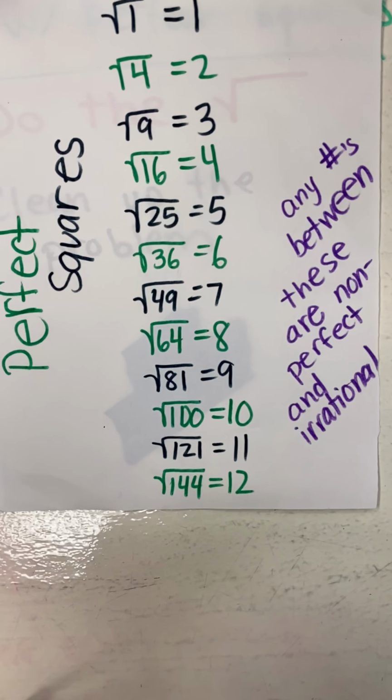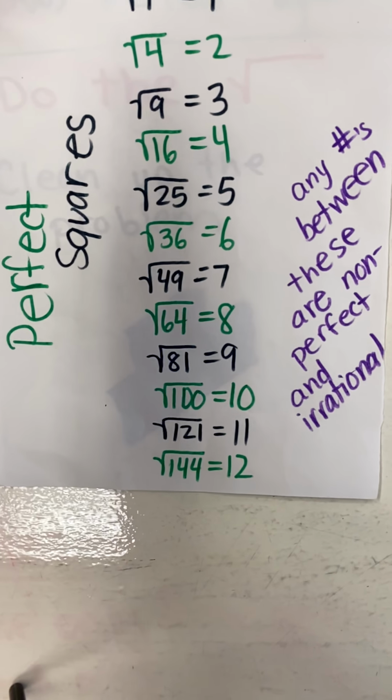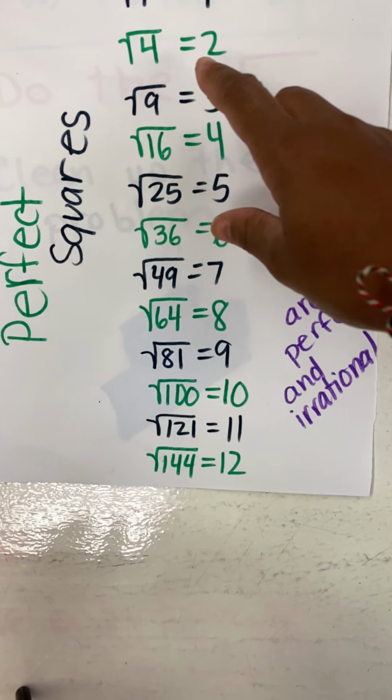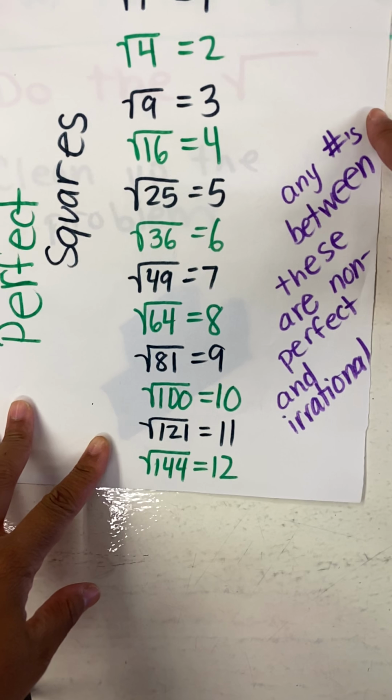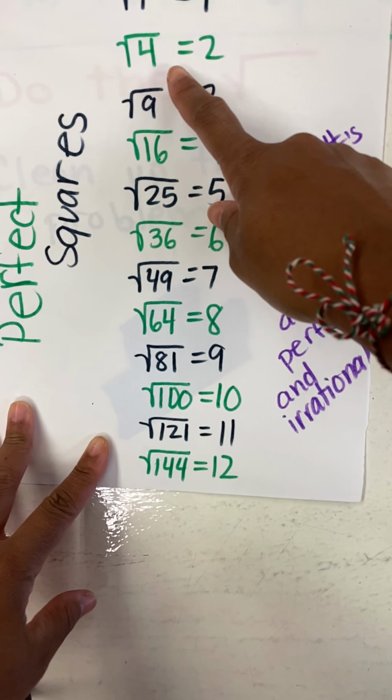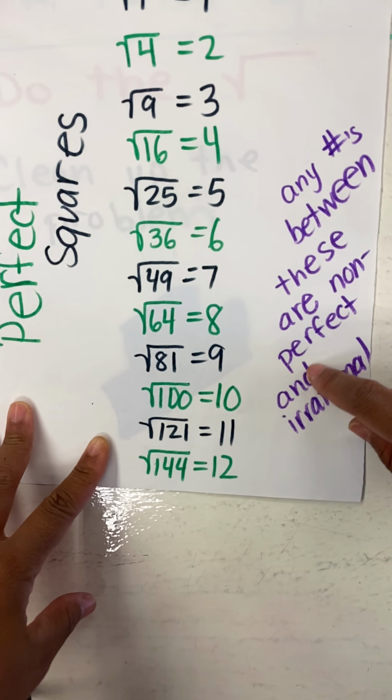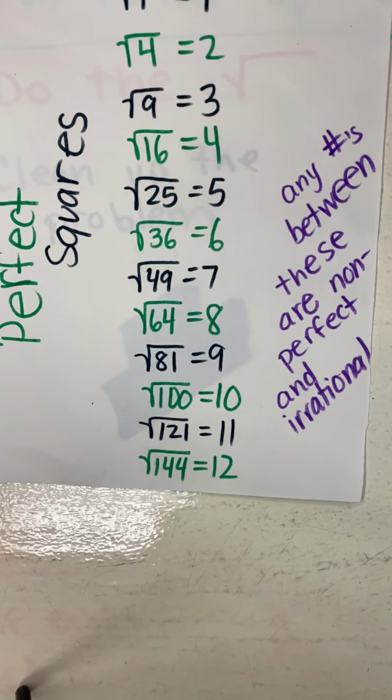The list comes from just multiplying the number times itself. So you'll see that 2 times 2 will give you a 4, 6 times 6 will give you a 36. Any number that falls in between these beautiful numbers is called non-perfect and is irrational because it's a decimal that goes on and on forever.